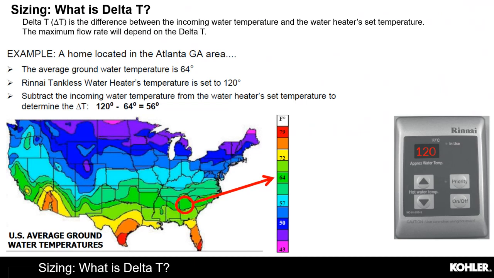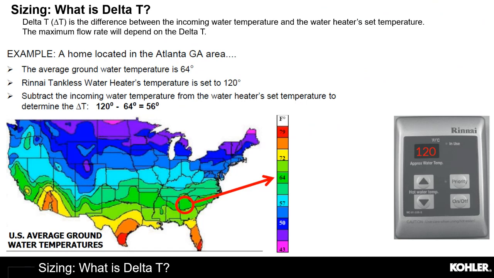A Rinnai tankless heater set at 120, again, optimal for a digital shower valve with Kohler. Doing the math, pretty simple and easy. We're gonna take that inlet water temperature, minus that from the temperature of the tankless system. So 120 minus that groundwater inlet temperature of 64 means we have a delta T of 56 degrees. We need to account for that.